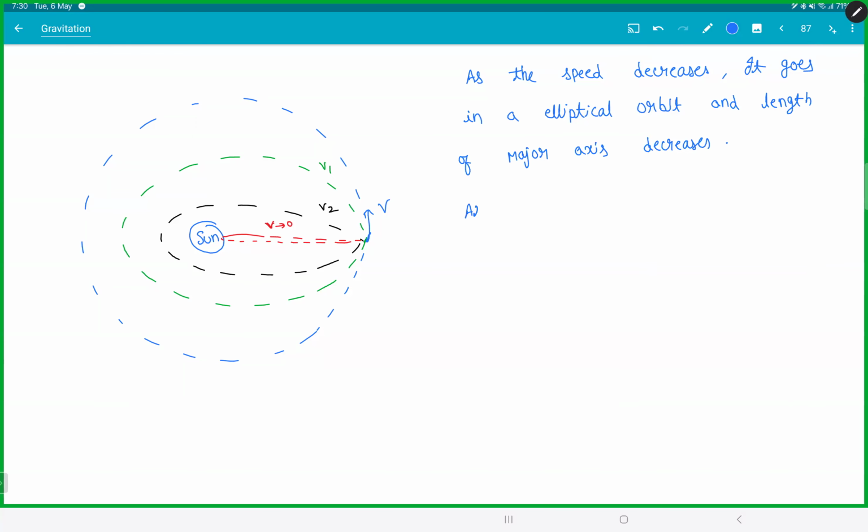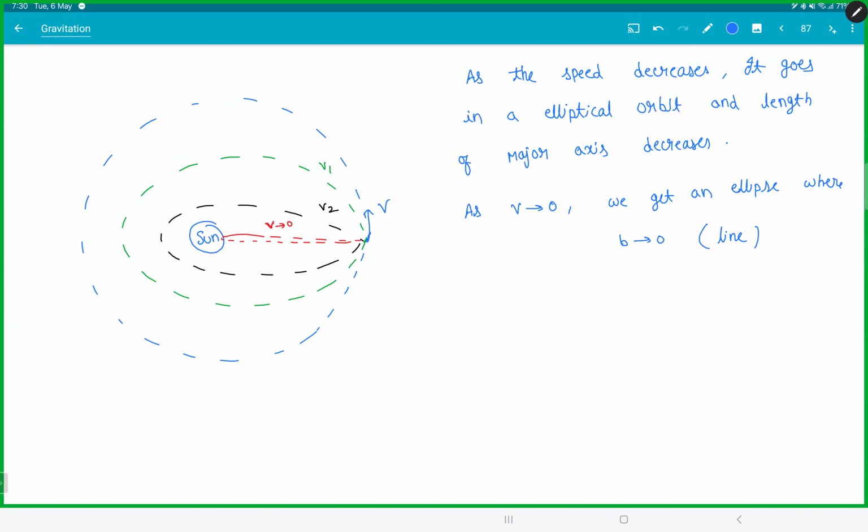So as v tends to 0, we get an ellipse, right? Where b tends to 0. Basically, it becomes a line. You're getting it? Don't make exactly v = 0. If you put v = 0, it becomes a line. So you are saying it is still an ellipse with a, where b is tending to 0.